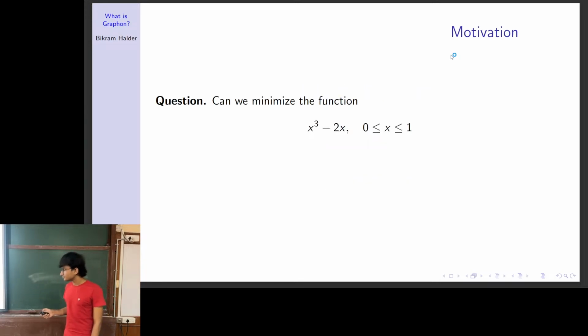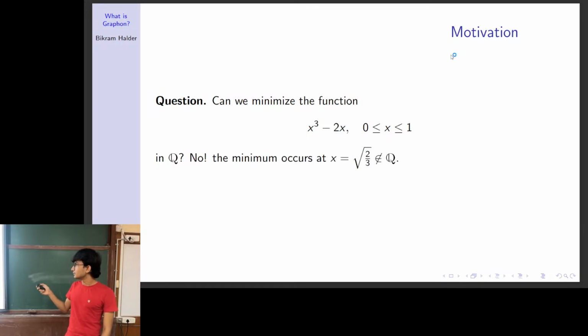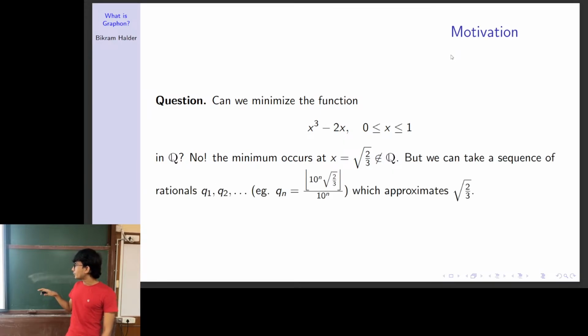So let's start with this question. Can we minimize this over the rationals? Of course we can't, because the minimum occurs at square root 2 by 3, which is irrational. But we used to approximate the number using some rationals.